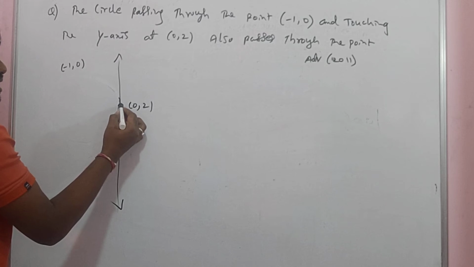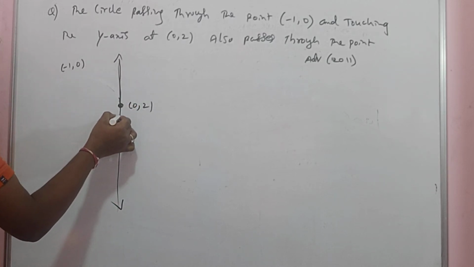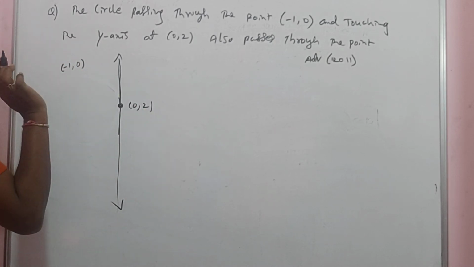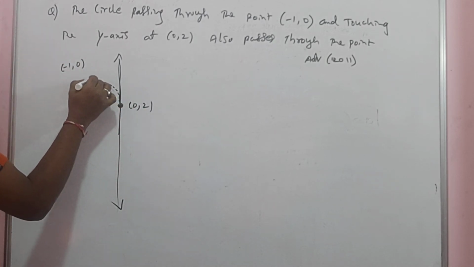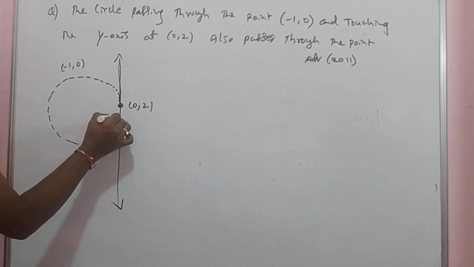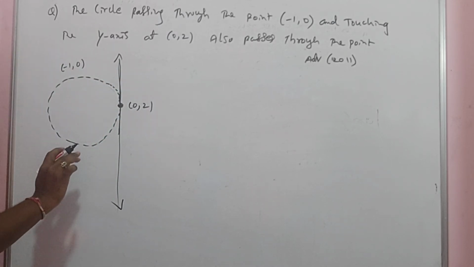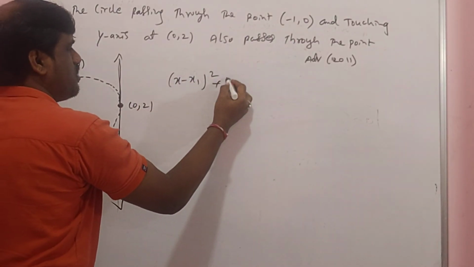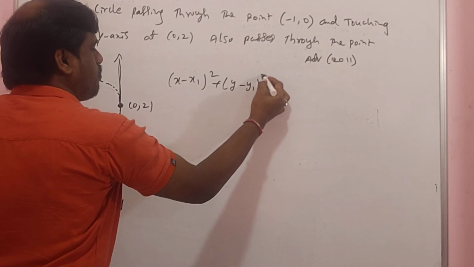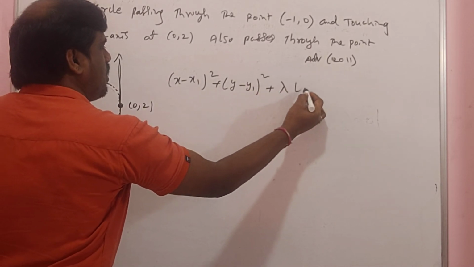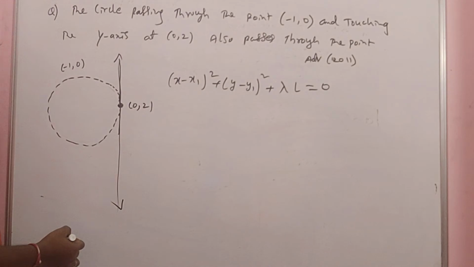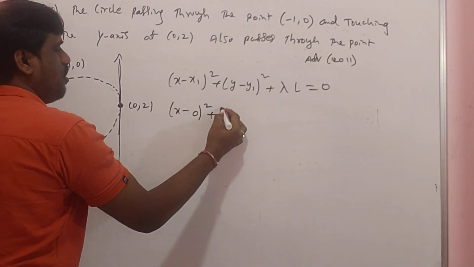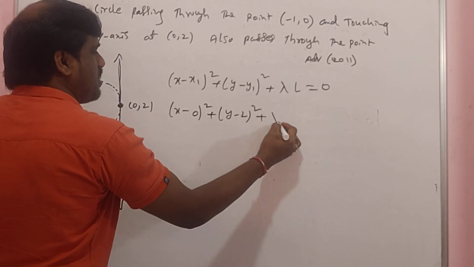They gave a circle in the point form, and they gave a line also, that line is touching the y-axis at 0 comma 2. Now you have to find the equation of this circle which is passing through minus 1 comma 0. What is the point circle formula? (x minus x1) whole square plus (y minus y1) whole square plus lambda times L is equal to 0. This is the formula we have. Here x minus x1 means x minus 0 whole square plus (y minus 2) whole square plus lambda times.